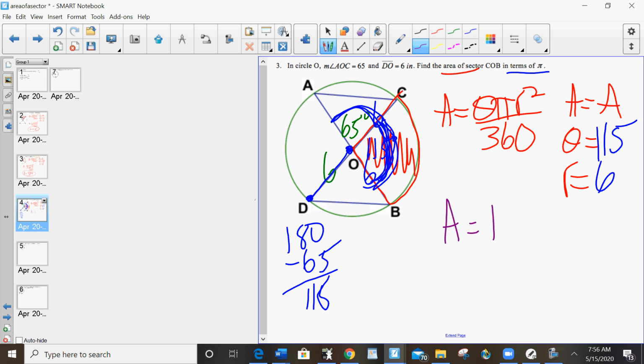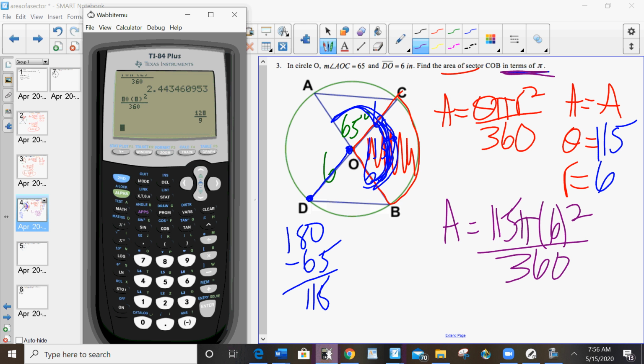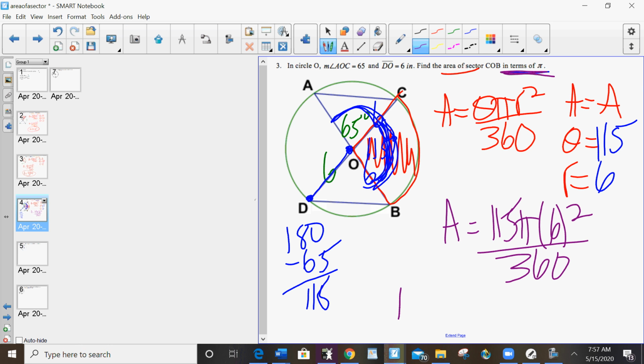A equals 115 pi 6 squared over 360. In terms of pi, I am not typing pi in. Alpha y equals enter. 115 6 squared over 360 is 23 over 2. So your answer is 23 over 2 pi.